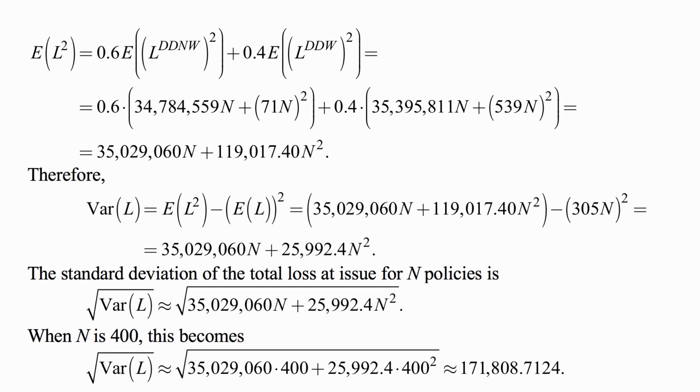And the standard deviation of the total loss at issue for N policies is the square root of that. This becomes what you get when you plug in N equal to 400, and this is 171,808.7124.